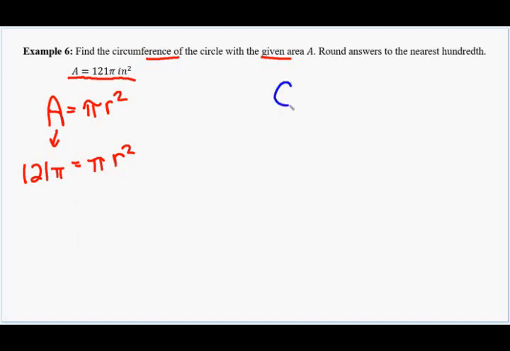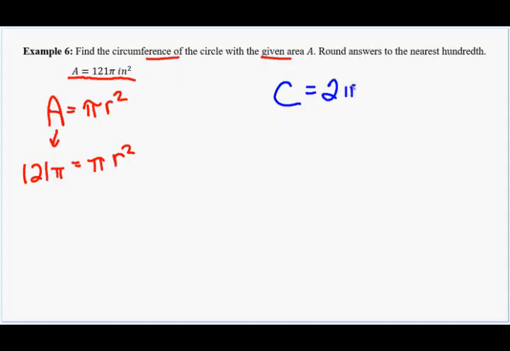In example 6, find the circumference of the circle with this given area. So they gave us the area is 121 pi inches squared. So if I write the blank formula here, area equals pi r squared, we can plug in the area right here. That's 121 pi equals pi times radius squared. So we want to solve and find the radius, because what we're going to do is then use the circumference formula.